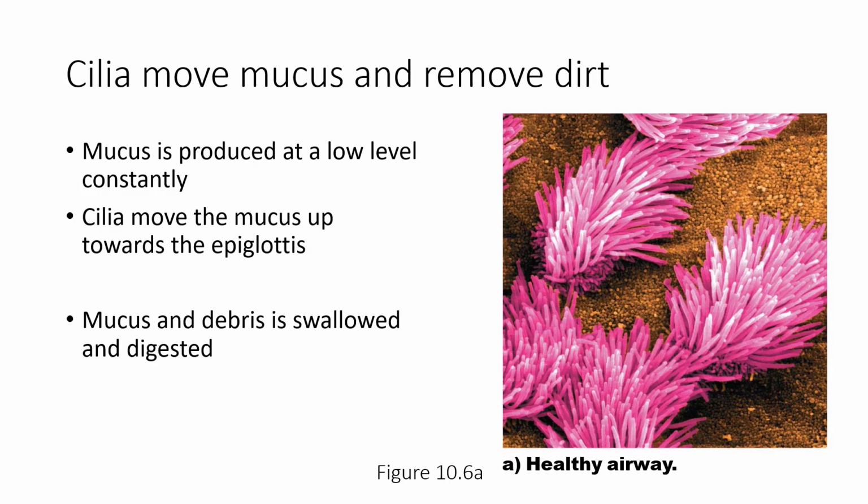In this system, there are cilia to move mucus and remove dirt. You occasionally breathe in dirt, smoke, and other debris, and mucus is produced at a constant, slow level. Cilia in the lungs are going to move the mucus up towards the epiglottis, and then it can be swallowed back in the esophagus. Gulp. And that lets it be digested. So in a healthy airway, there are plentiful cilia and a certain low level of mucus. In an unhealthy airway, you're going to see damaged cilia and/or too much mucus being produced.